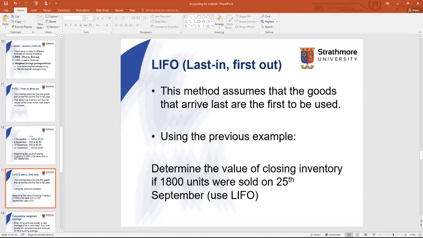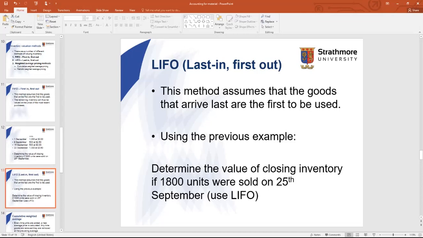Which means, in case there's an increase in the price of commodities, you're going to have a case where the closing inventory value is going to be quite low. Why is that the case? Because the items that make up the closing inventory are the items that were acquired at the beginning of the month when the price was low.